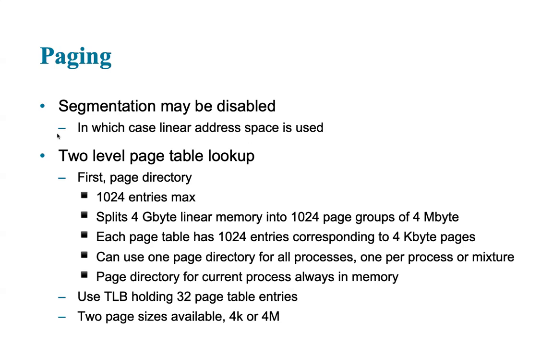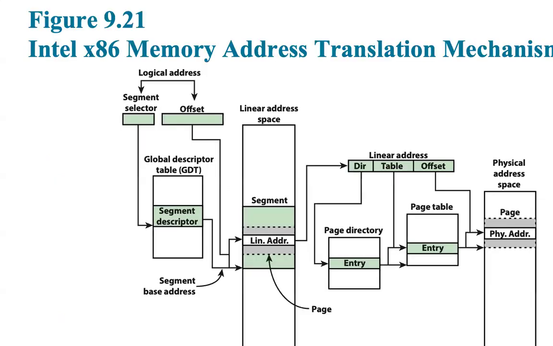So then we get into the two-level page table lookup. And this just gives a strategy for how we're going to accomplish that. This is an illustration of the Intel x86 memory address translation mechanism. It illustrates the combination of segmentation and paging mechanisms. So we can be doing a lot of things that can be helping us manage our memory.